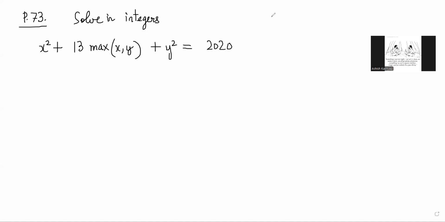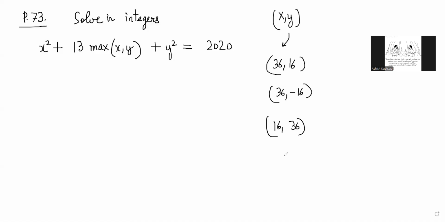You are doing something a little wrong. I mean, some parts of it are right. The answers are x and y pairs: 36 and 16, 36 and minus 16, 16 and 36, and minus 16 and 36. So you have made some mistake somewhere. I feel like you are on the right track, but you made some mistake somewhere. Okay, sir.